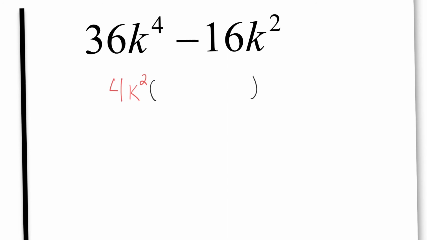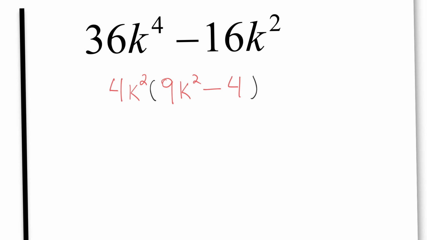When I factor out the 4, I'm going to start dividing the binomial by the GCF, greatest common factor. So 36 divided by 4, that's going to be a 9. And the k to the fourth power, we took out k squared. So that means that you guys took out 2 k's. So here, we're going to have only k squared left. So 9k squared minus, and you guys divide 16 by 4. That's going to be 4. And we took out the k squared, so we don't have a k next to this 4. So it's just a minus 4.